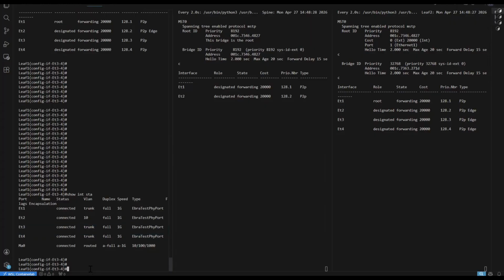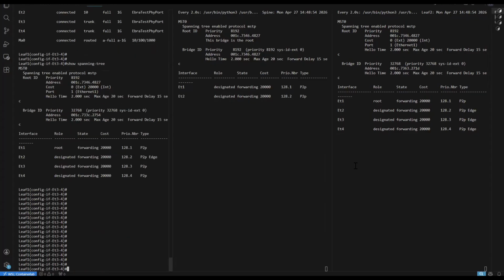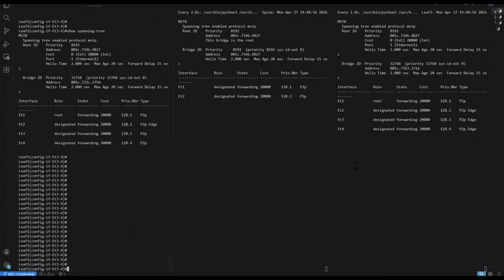Okay. So that is what is happening here. Right now, ET3 and ET4 on leaf 2 are configured with BPDU filter. So they are not sending any BPDUs, nor accepting any BPDUs. So naturally, on the other side, the alternate ports came to forwarding, and they are forwarding now. So now it has created a loop.